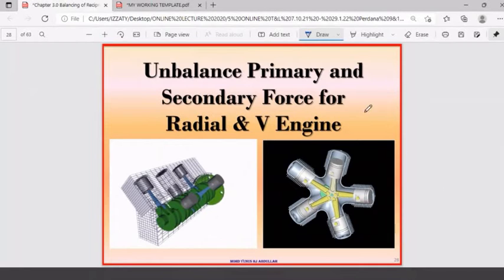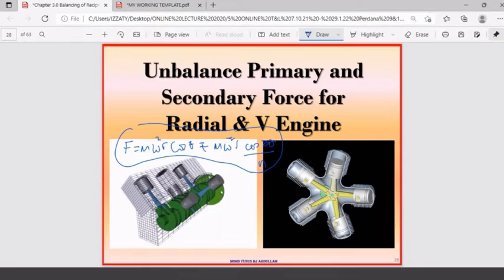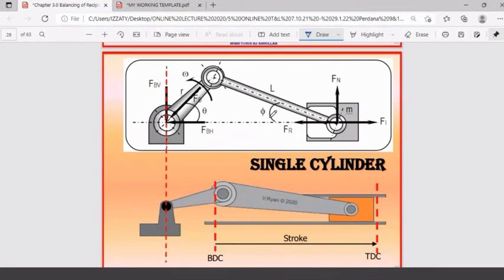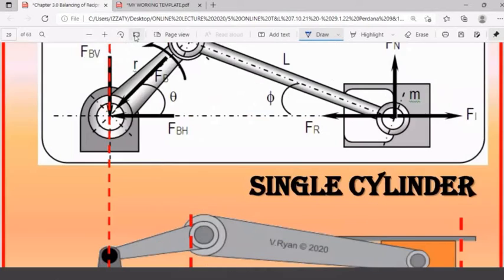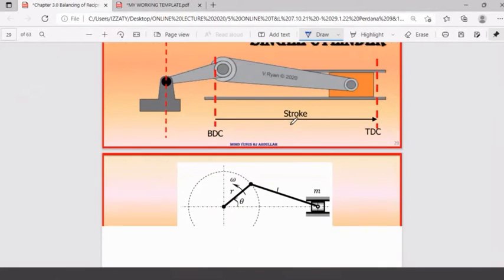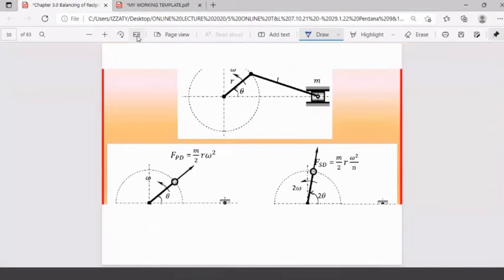This is the unbalanced primary and secondary force for the radial and V engine. Remember the unbalanced force? It basically comes from the equation F equals m omega square r cos theta, sometimes I write m r omega square, same thing, plus m omega square r cos 2 theta divided by, this is the unbalanced primary and secondary force. This one is also not a big deal. I already mentioned this earlier.